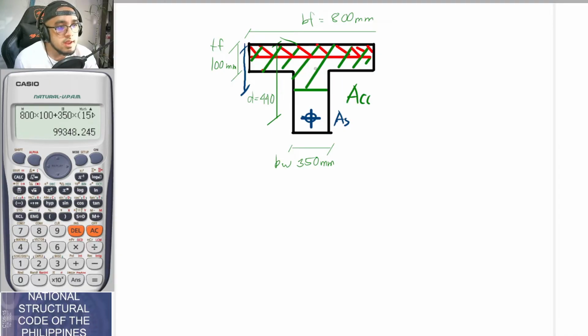Okay, so for us to solve for Y prime, let us assume that its centroid is located here. So this is a rough assumption. So, for example, that this is the location of your Y prime over here.